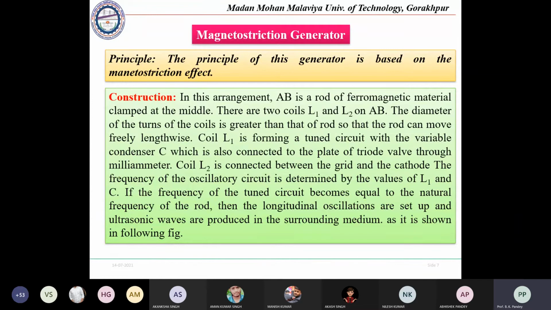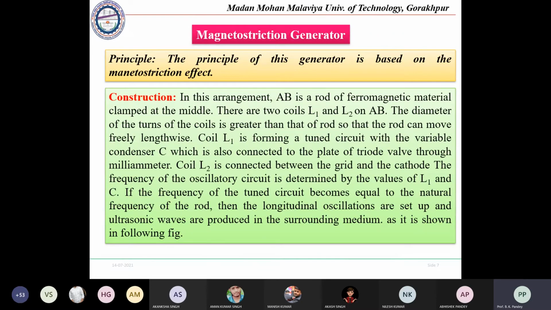The frequency of the oscillatory circuit is determined by the values of L1 and C. Values of L1 and C means L1 is fixed, but C is the varying capacitor or varying condenser, whatever you are saying, and according to that their frequency will be changed. If the frequency of the tuned circuit becomes equal to the natural frequency of the rod, now two things are there. One, there is the oscillation in the tank circuit and there is the oscillation in the rod. And if both are equal, then there will be the condition of resonance.